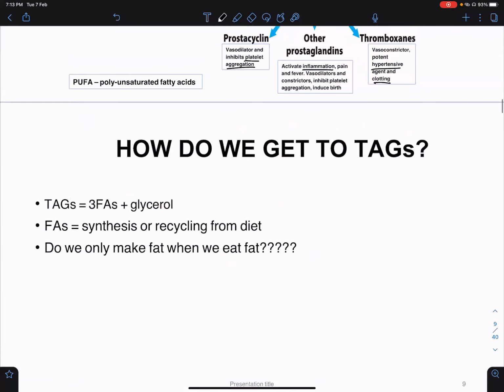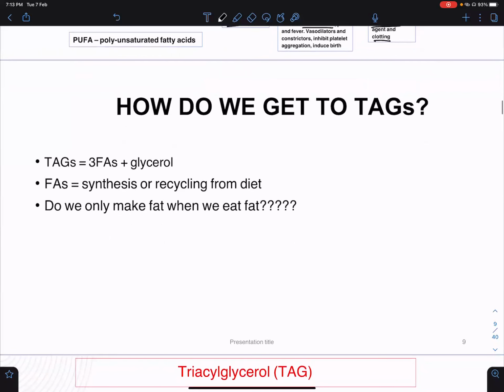So, let's start. How do we get triglycerides? Triglycerides are basically 3 fatty acids plus a glycerol, right? We know this from basic high school. So 3 fatty acids plus glycerol make up the triglycerides. Now, fatty acids, where do we get them? They can either be synthesized from scratch by the body, or they can be recycled from the diet. For example, if you eat a fat-rich diet that already contains a lot of fat, your body can just break down the fats into fatty acids and reuse them to make more triglycerides.